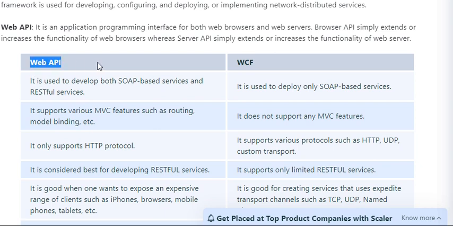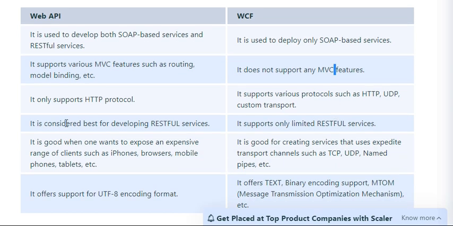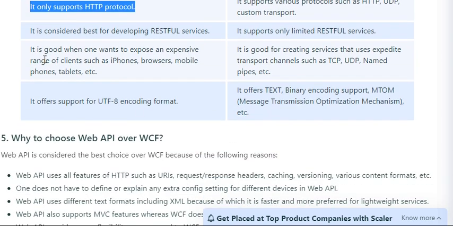Web API is used to develop both SOAP based services and RESTful services. It is used to deploy only SOAP based services. It supports various MVC features such as routing, model binding, etc. It does not support any MVC feature. It only supports the HTTP protocol. It supports various protocols such as HTTP, UDP, custom transport.